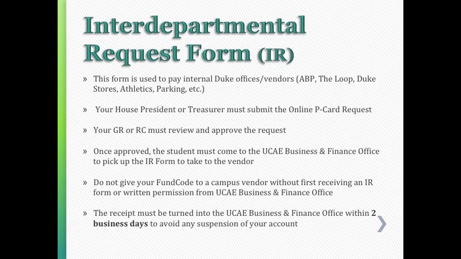First, as a president or treasurer, you must submit the online P-card request and receive GR or RC approval. Once the purchase is approved by your GR or RC and UCAE Business and Finance Office, the president or treasurer will come to the UCAE Business and Finance Office to pick up an IR form. This form will be given to the on-campus vendor to complete your order.